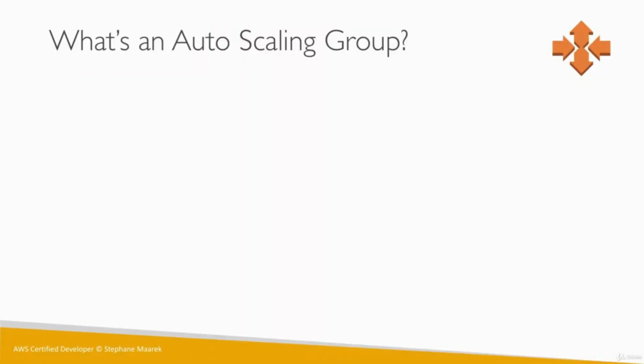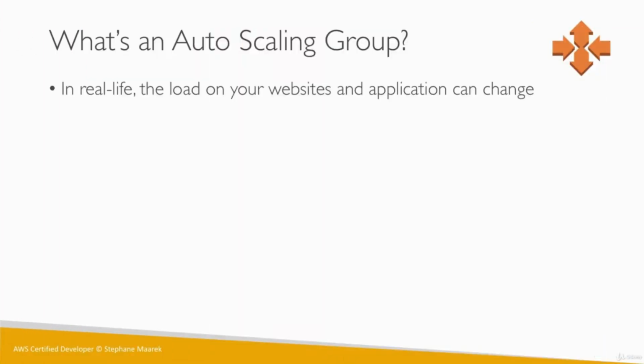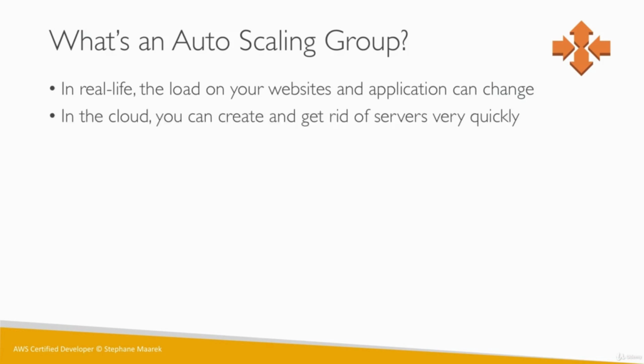Now we're getting into the concept of auto scaling groups. In real life, your websites and applications will change and they will have different loads. The more users, the more popular you are and the more load you're going to have. In the cloud, we can create and get rid of servers very quickly. And so there's one thing that an auto scaling group does very well, which is to scale out.